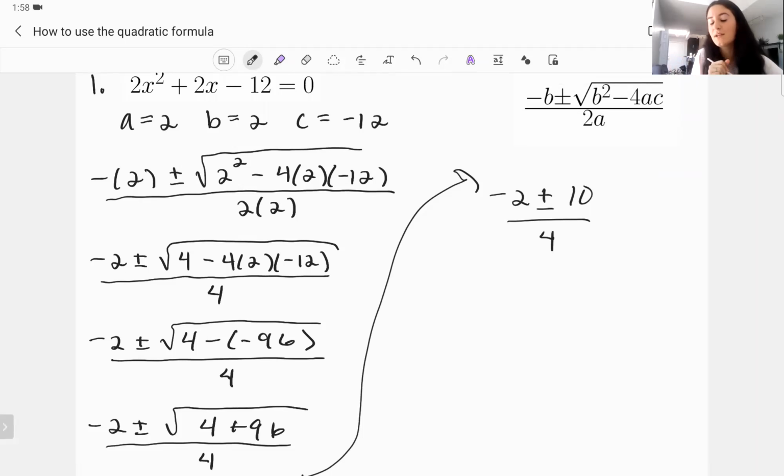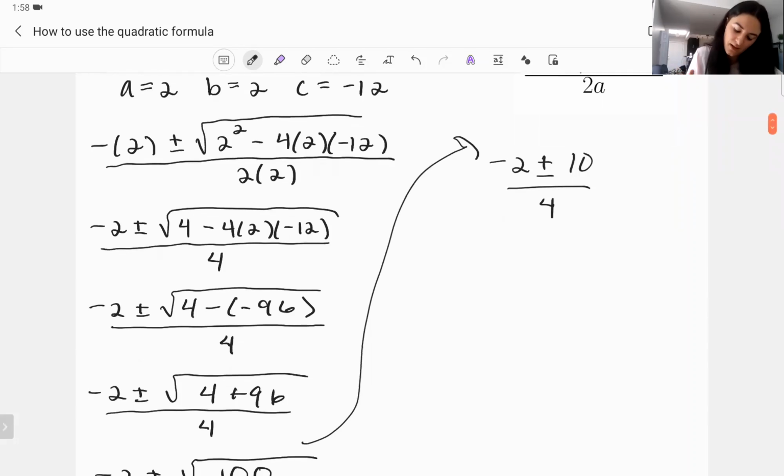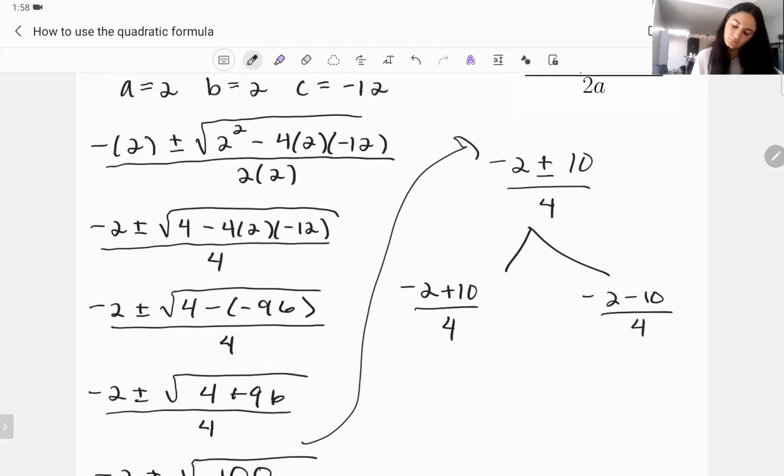So this plus and minus is saying you're going to have two answers. One answer is the expression you get by doing negative 2 plus 10 over 4. And the other answer is the expression you get from doing minus 2 minus 10 over 4. So let me write that down and show you what I mean. So from here, we're going to have two answers. The first one is going to be negative 2 plus 10 over 4. And the other answer is going to be minus 2 minus 10 over 4.